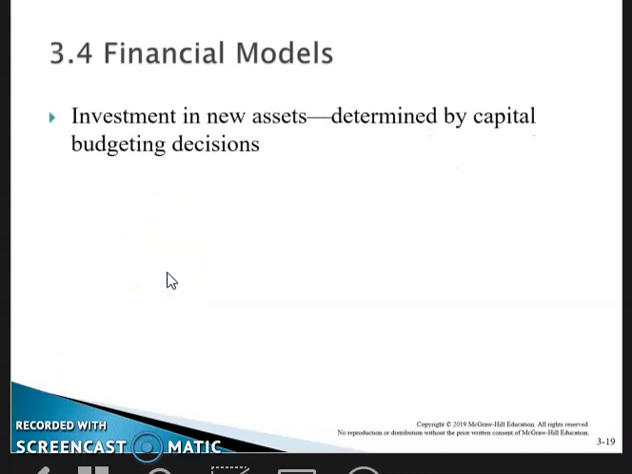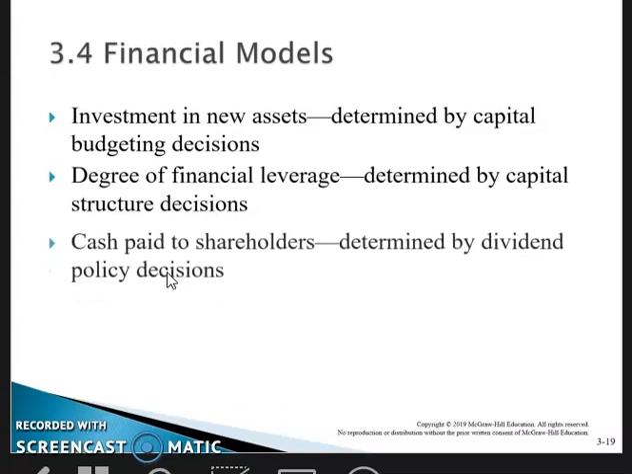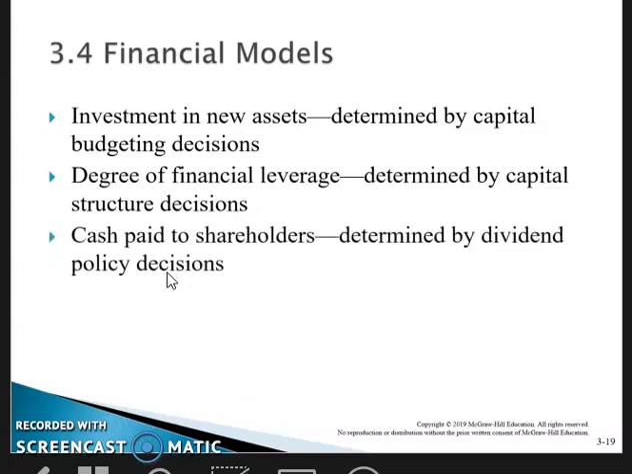So financial models allow us to do projections. We can look at a new project, and based on our prior experiences, we can forecast the revenues and expenditures for that project. When we're looking at investment in new assets, that's a capital budgeting decision. The degree of financial leverage is the capital structure decision. Cash paid to shareholders is a dividend policy decision.